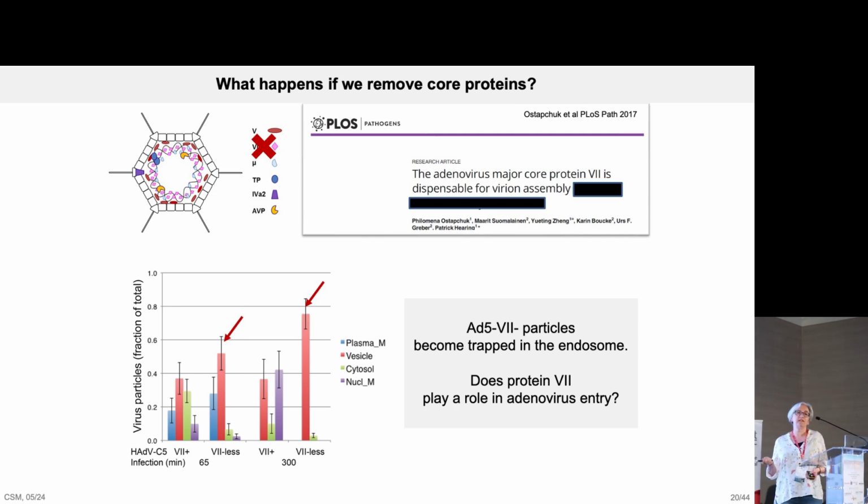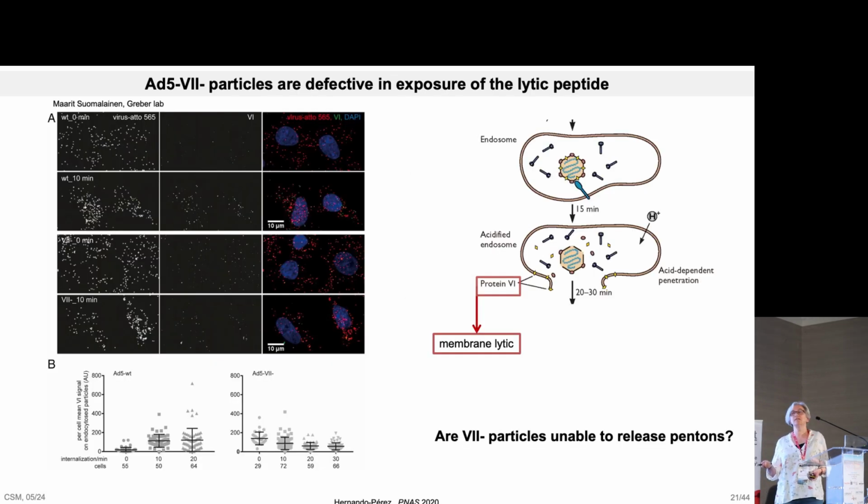Our collaborators had already seen that these particles without 7 became trapped in the endosome, same as the immature particles. They become trapped in the endosome again because they cannot release, they cannot expose protein 6. When they did this experiment where you label protein 6 with antibodies, which can reach it only when it is exposed outside of the capsid, in a wild-type infection, you can see that the label for 6 increases during the first stages of infection. However, when 7 is not there, this increase doesn't happen. So when 7 is not there, protein 6 is not exposed.